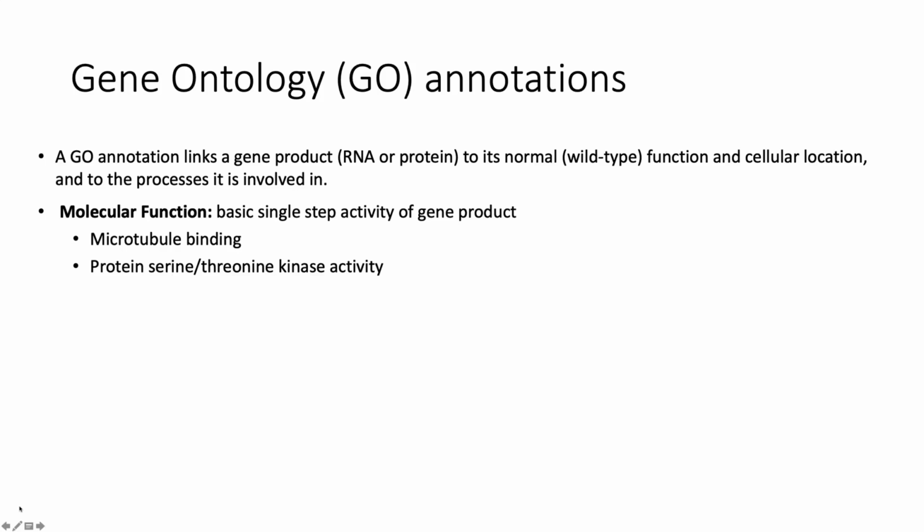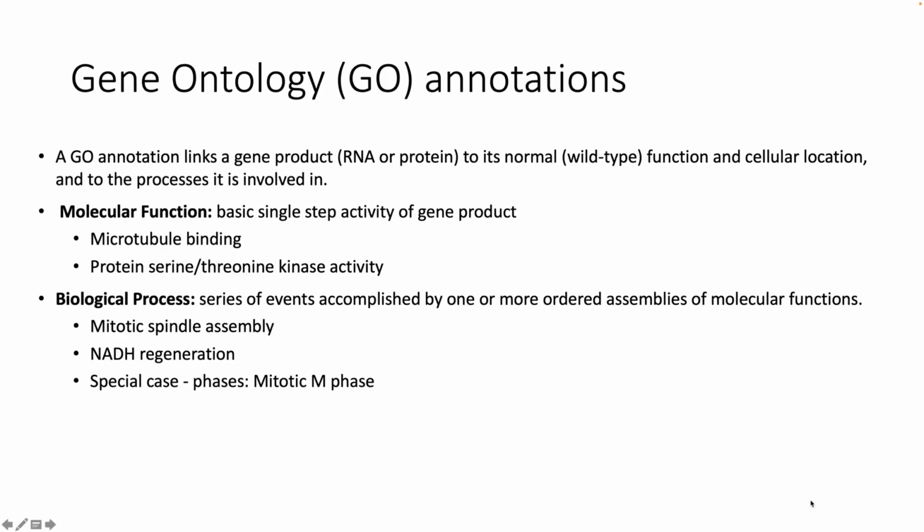Molecular functions, which describe the basic single-step activities of gene products. Some examples are microtubule binding and protein serine threonine kinase activity. Then we have biological process annotations that describe a series of events accomplished by one or more ordered assemblies of molecular functions. Some examples are the mitotic spindle assembly and the NADH regeneration. The biological process ontology also contains phases, such as the mitotic M phase.